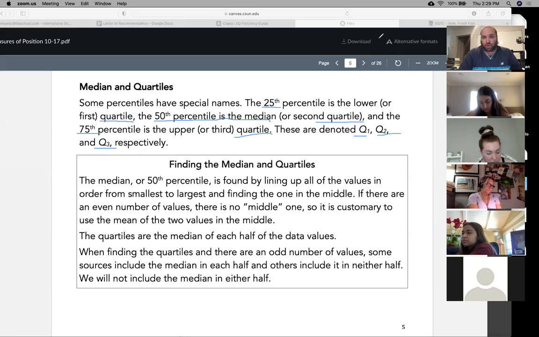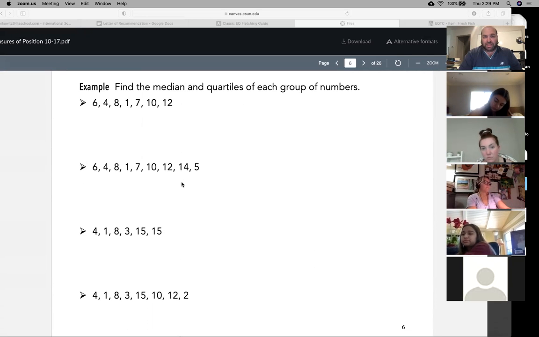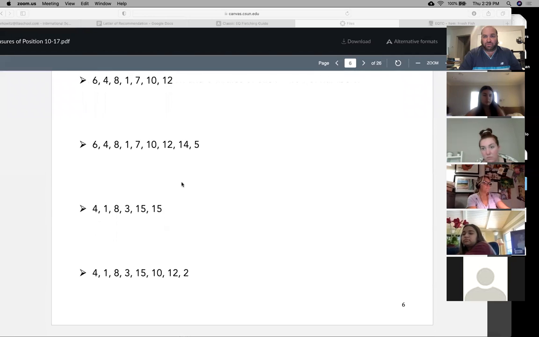Okay, so let's go right to our examples and I'll walk you through how to do it. The question here is to find the median and the quartiles for each of these groups of numbers. The first thing you always do when it comes time to finding the median or the quartiles is to do what? What must be the first step? Put them in order. Excellent. Put them in order.